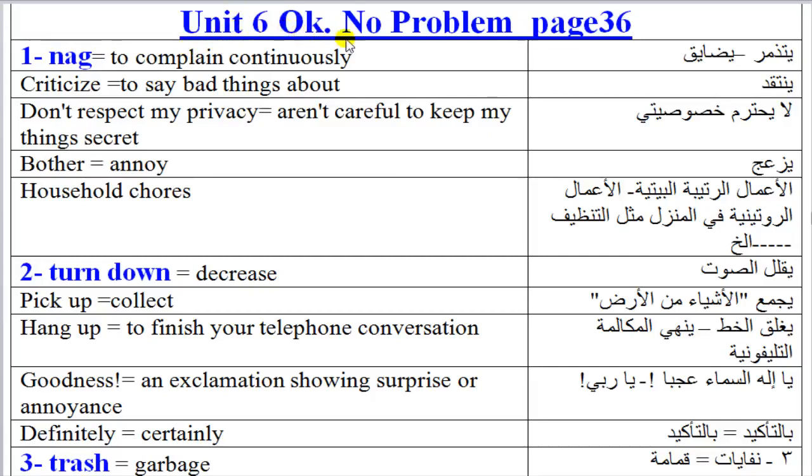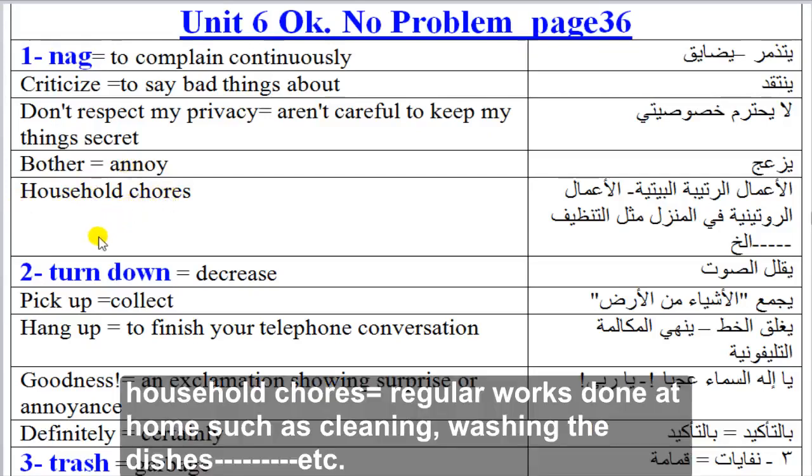Unit 6, okay, no problem. Page 36. 1. Nag: to complain continuously. Criticize: to say bad things about. Don't respect my privacy: aren't careful to keep my things secret. Bother: bother, that sound. Bother means annoy. Household chores means regular work at home such as cleaning, washing the dishes.